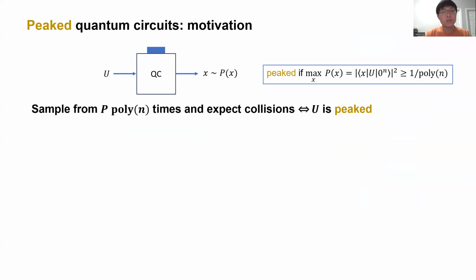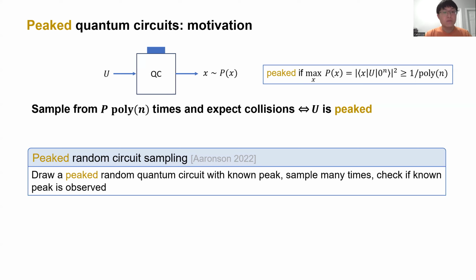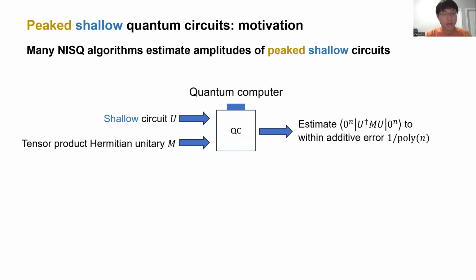What's special about peaked circuits? Well, suppose you run the circuit U on the quantum computer polynomially many times to collect polynomially many samples. Then you would expect to see a collision, which means observing the same string more than once, if and only if the circuit U is peaked. Because of this collision property, Aaronson has recently proposed peaked random circuit sampling for tackling the efficient verifiability issue of random circuit sampling experiments. How about peaked shallow circuits?